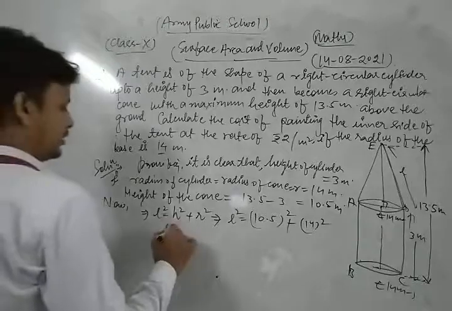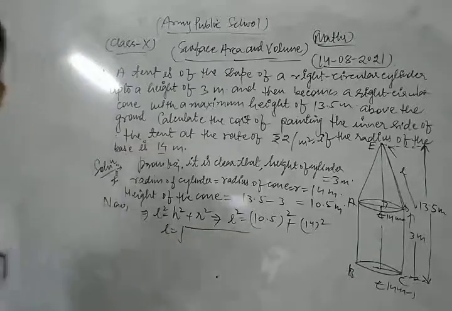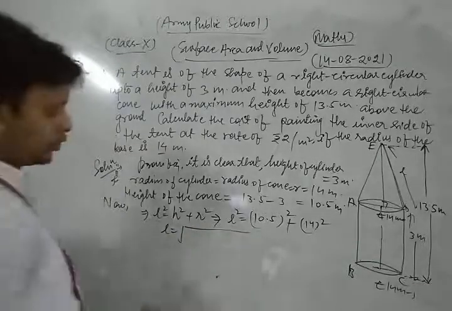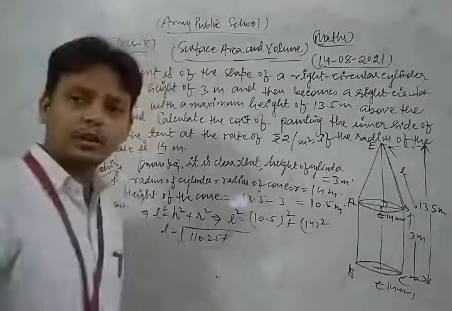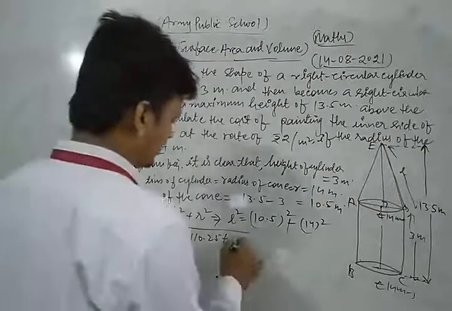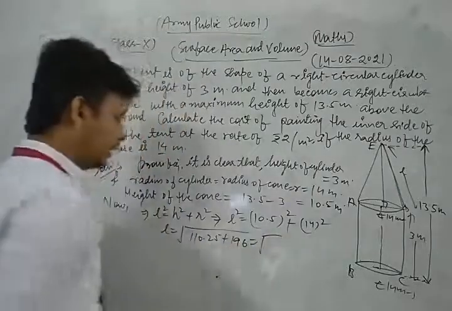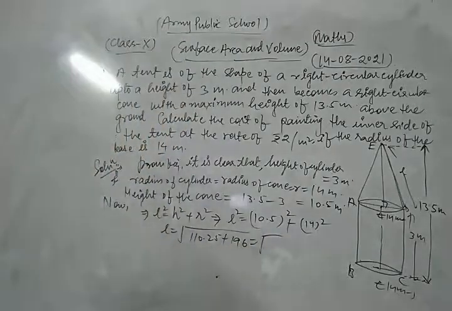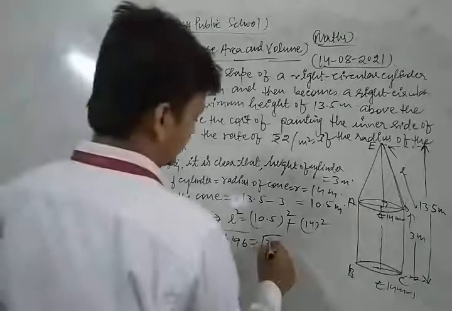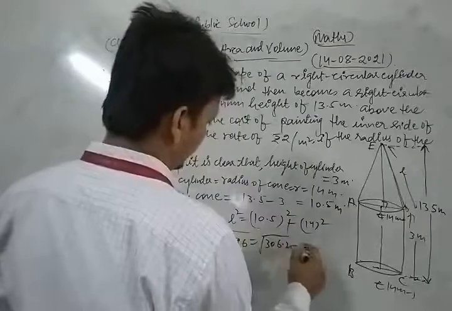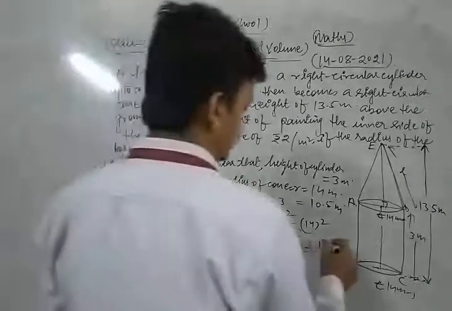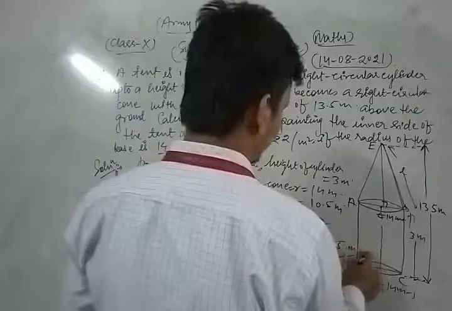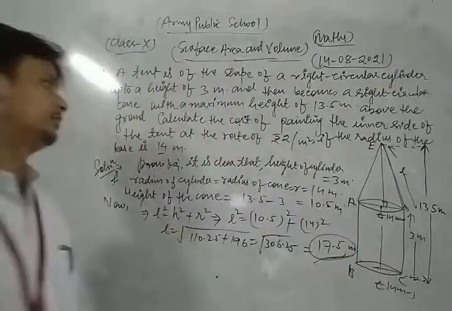Let's see. L is equal to the square root of 10.5 square, which is 110.25, plus the square of 14, which is 196. So we get the square root of 306.25, and the square root of 306.25 is 17.5 meter. So this is the slant height of the cone.